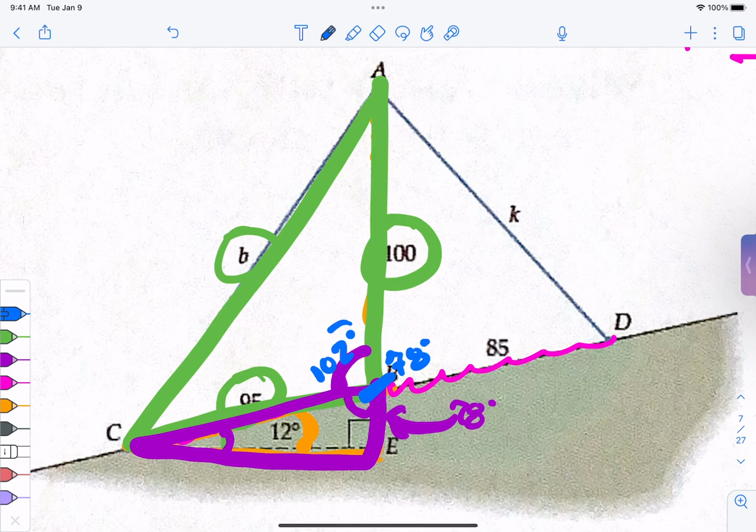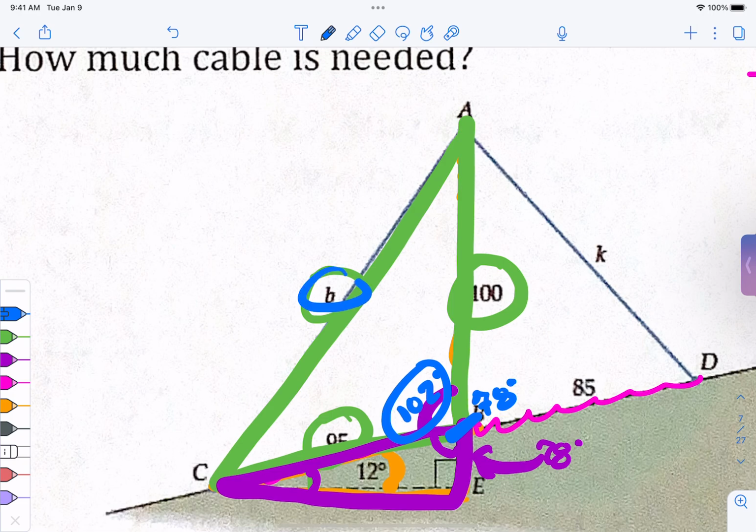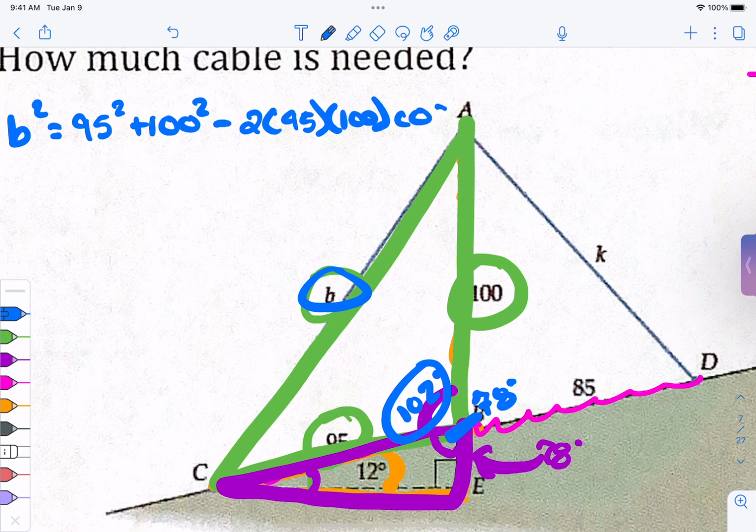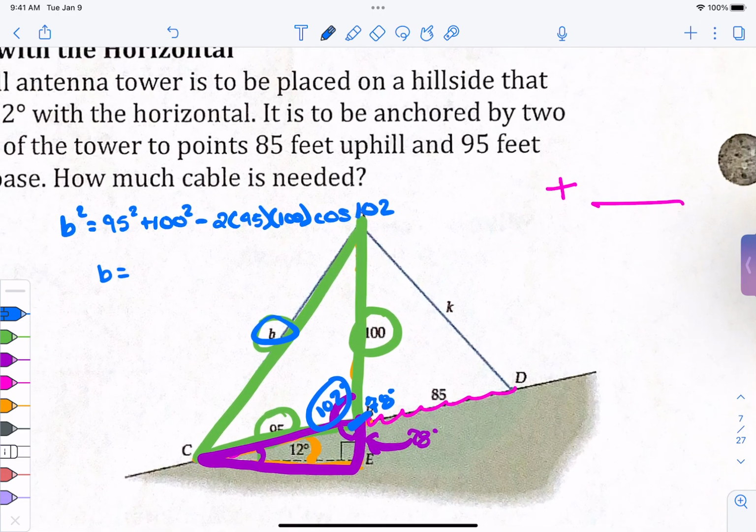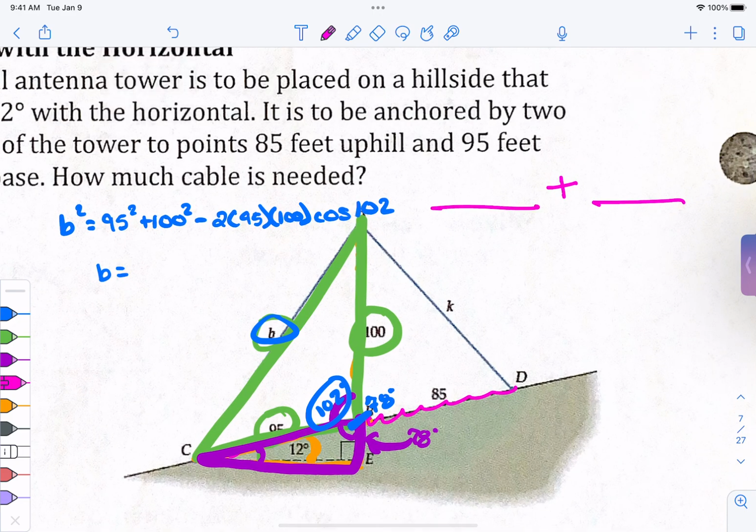All right, so now I can do the law of cosines again. We've got B, which is over here by himself. We're solving for B. We've got 95 squared plus 100 squared minus 2 times 95 times 100 times cosine of 102. You should be able to type that all in at one shot, take the square root, and we will solve for B. One side of my cable is how big? It has got to be probably bigger than 100, right? 151.6.